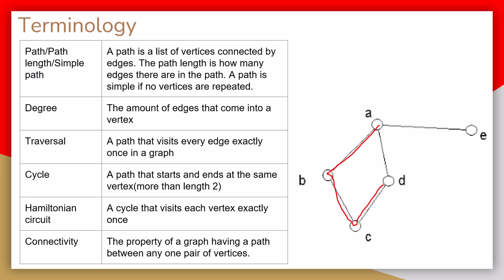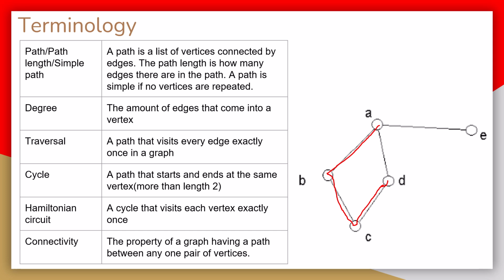And this path is also a simple path because none of the vertices in it are repeated twice. A comes once, then it goes to B, then C, then D, and none of the other vertices are repeated. So this is a simple path of path length 3.